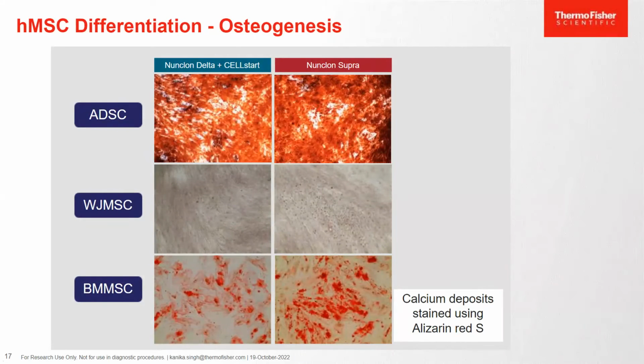In the same way, we did osteogenesis. For the visualization, we used Alizarin Red in order to stain the calcium deposits. And as you can see here, for all the three types of MSCs, the results are similar in the case of Supra and Delta surface.